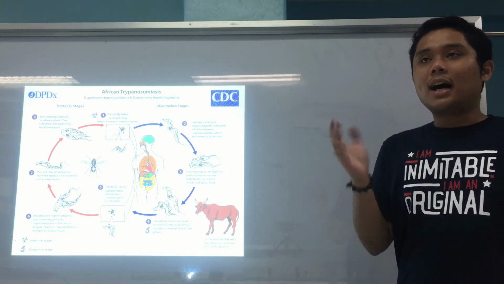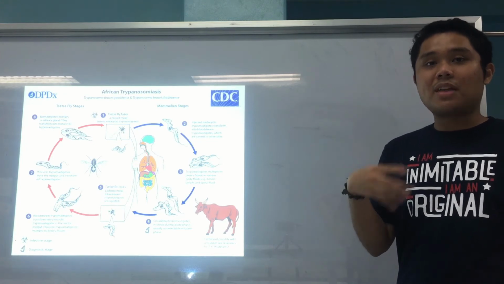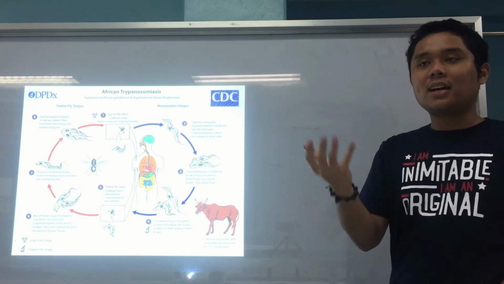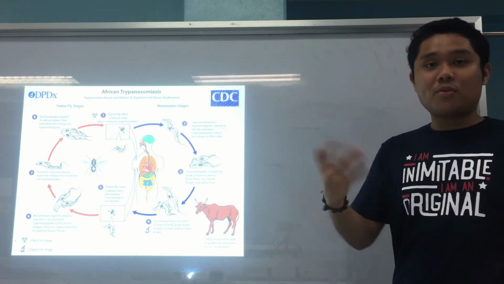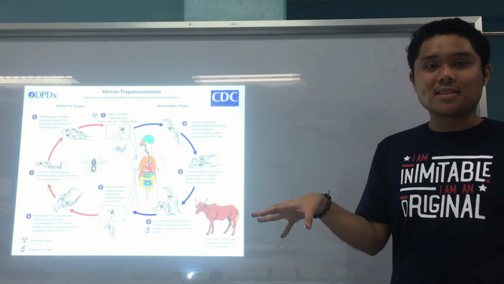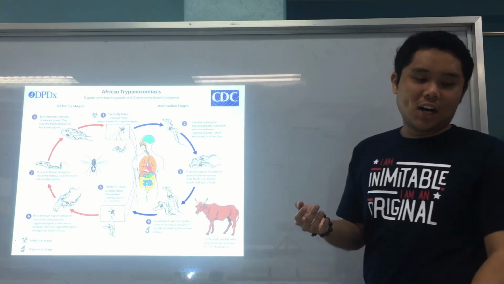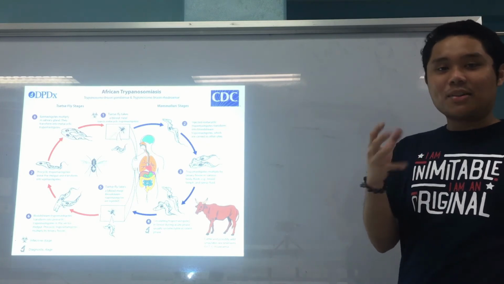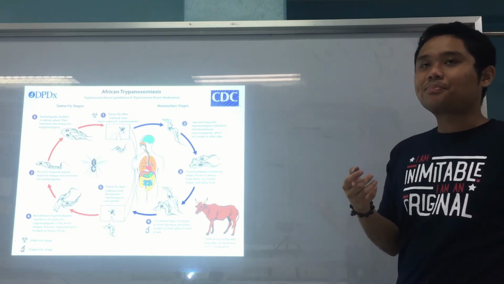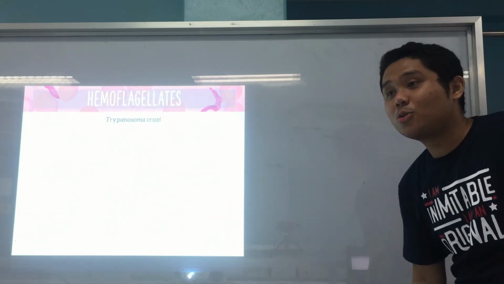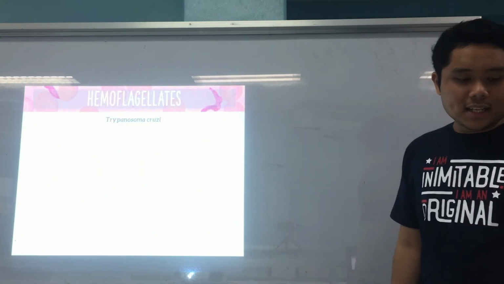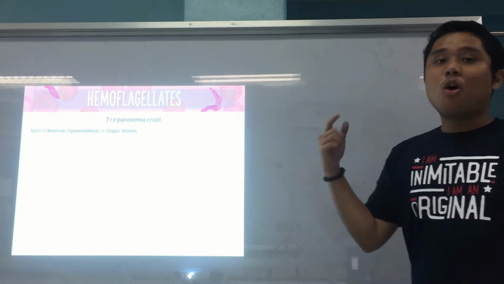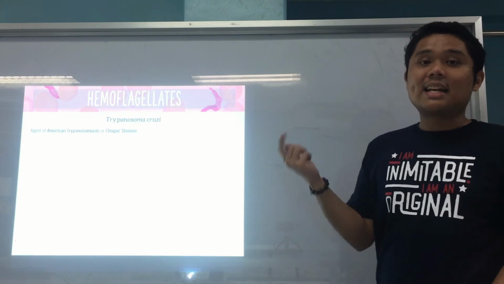As you can see, Trypanosoma brucei does not have the amastigote or promastigote stages. As I mentioned, not all hemoflagellates have all of the stages, only some. And the species that has almost all of the stages is Trypanosoma cruzi. Now Trypanosoma cruzi is the agent of American trypanosomiasis, also known as Chagas disease.